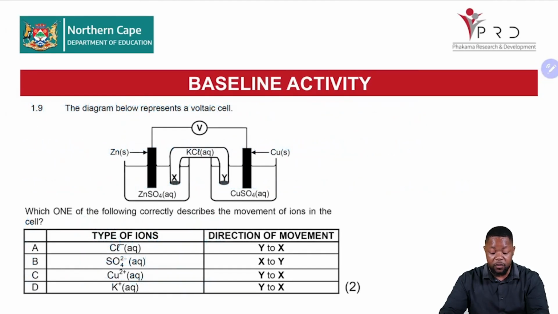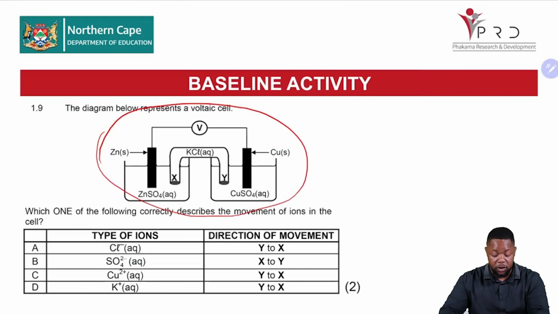The baseline activity continues. You should also be able to answer questions such as this. The diagram below represents a voltaic cell, that is a galvanic cell. Which one of the following correctly describes the movement of ions in the cell? We are going to explain this cell as the lesson progresses. And then at the end of this lesson, you should be able to answer the question on which one of the following correctly describes the movement of ions in the cell.